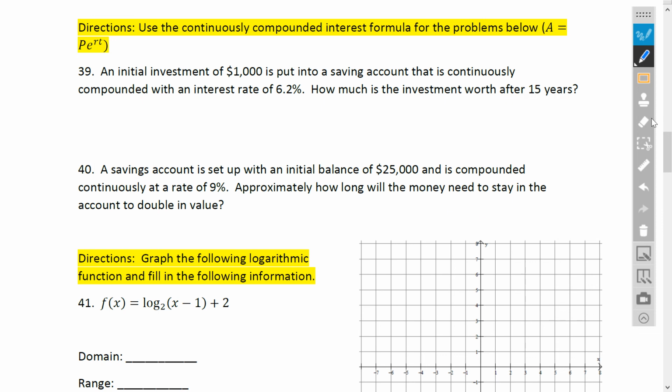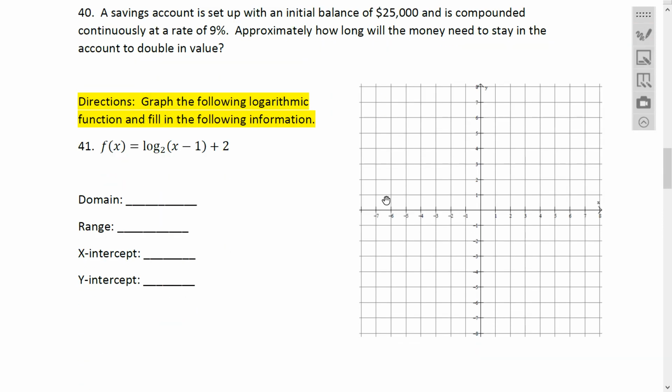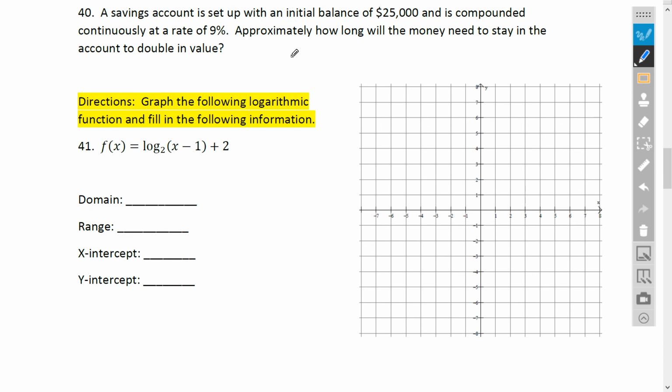Number 40, a savings account is set up with an initial balance, so P equals 25,000. The rate, 9%, so 0.09. How long will the money need to stay in the account to double in value? Okay, so the final amount needs to be double, 50,000.